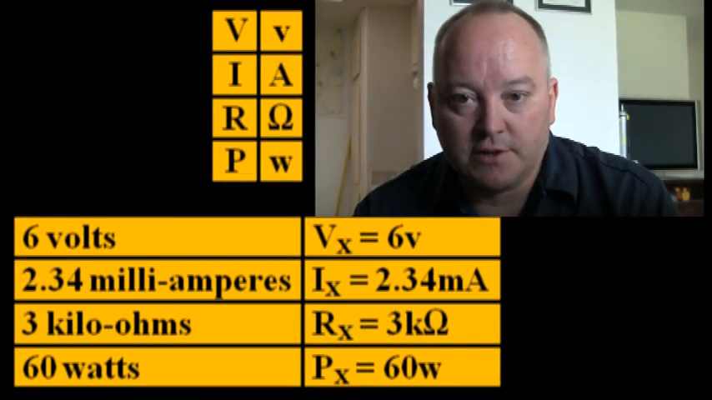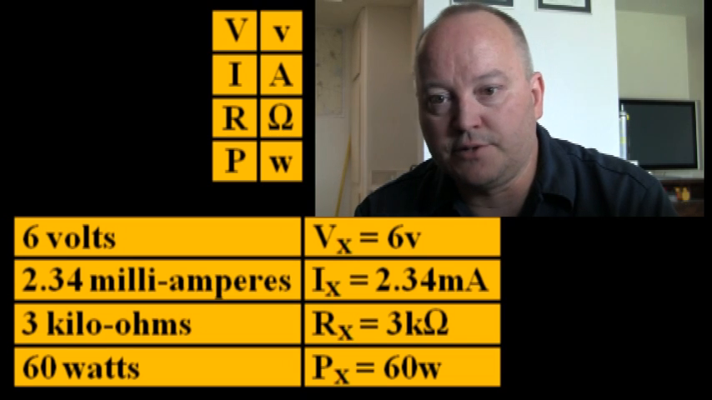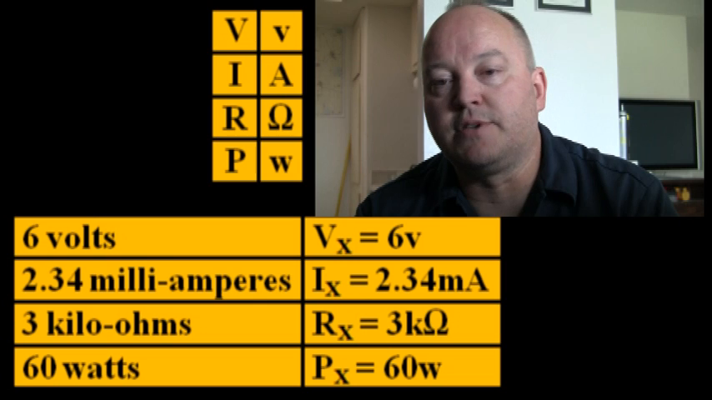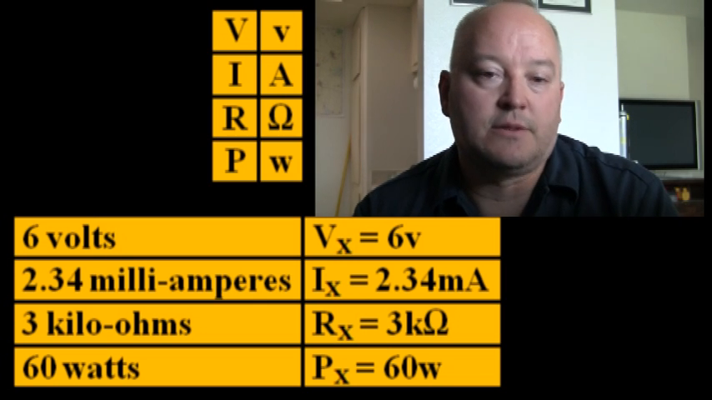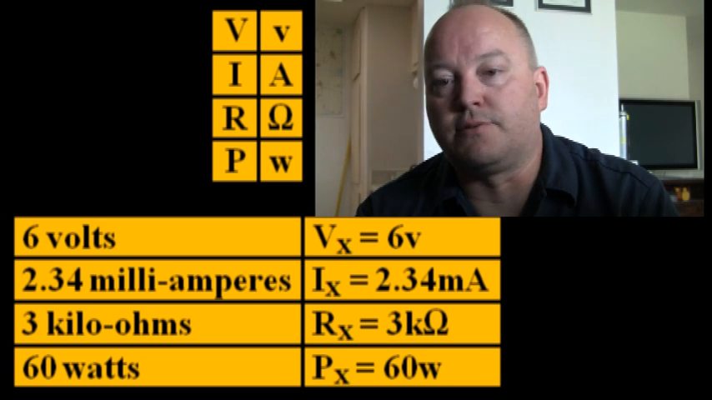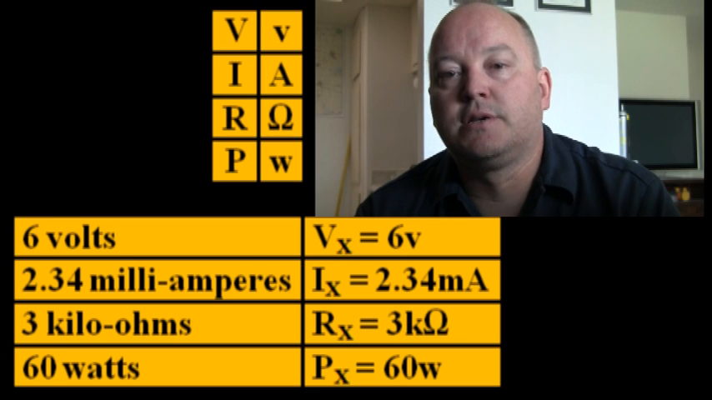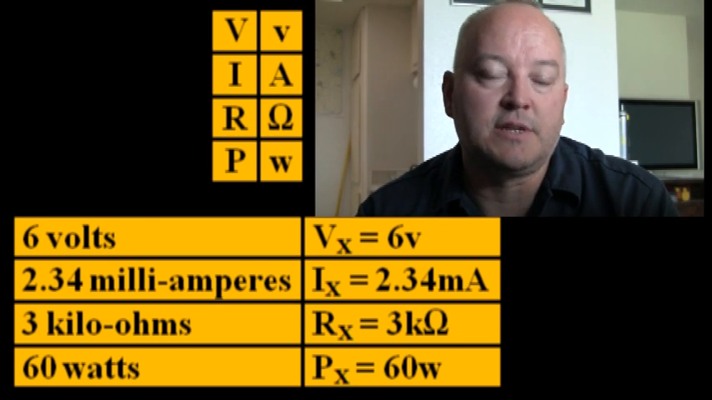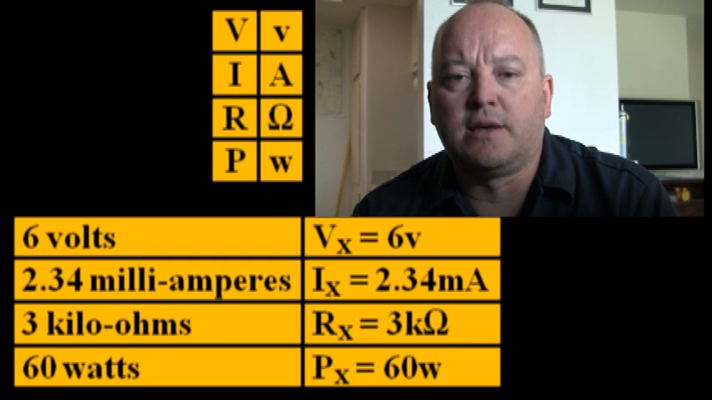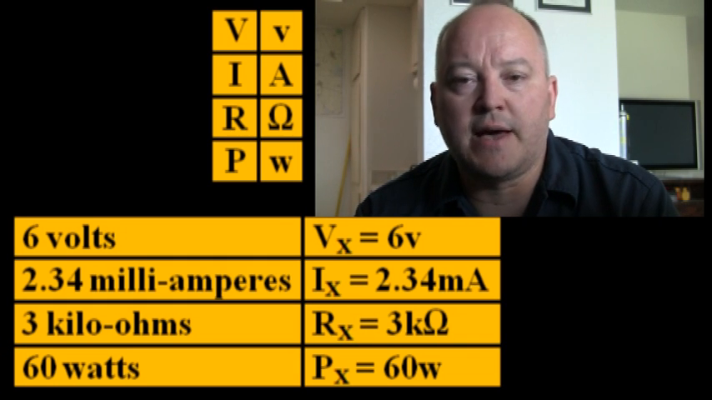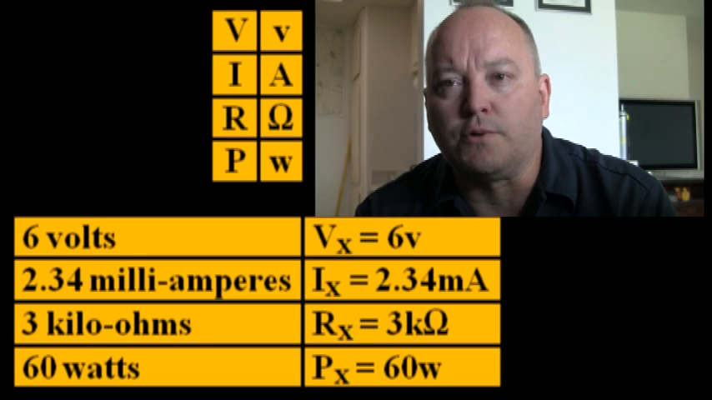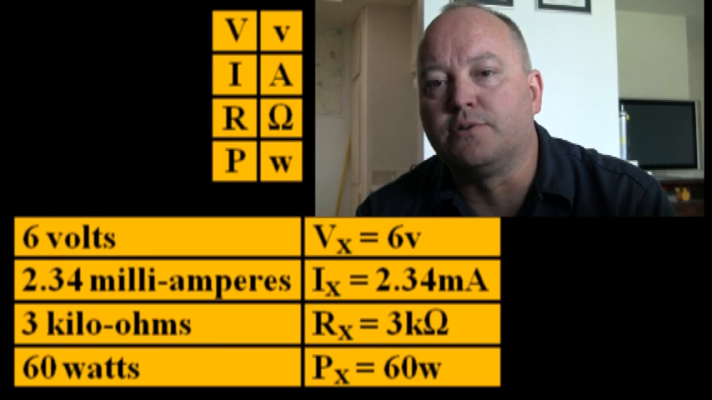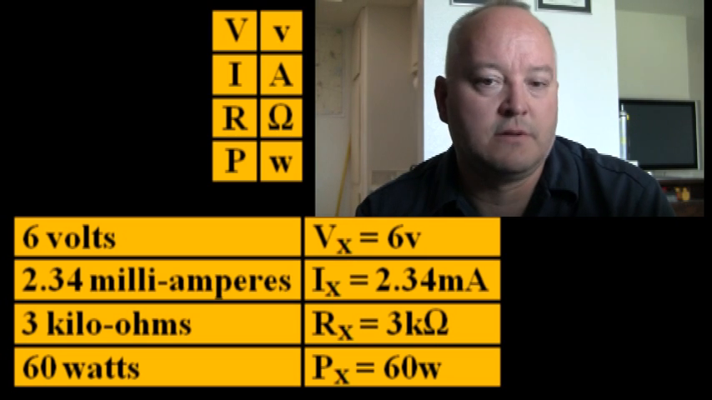Now take a look at this chart here. It's actually two little charts. Look at the top one. On the left-hand column you have V, I, R, P. Those are quantities, and then to the right are the actual units. So the first one is the capital V, which stands for voltage, and the one to the right of that is a small v, which stands for volts. So the quantity is capital V, and the unit is small v.